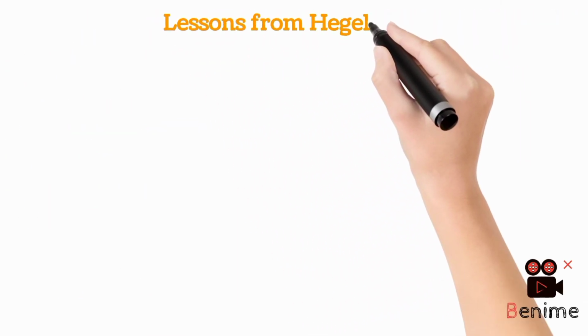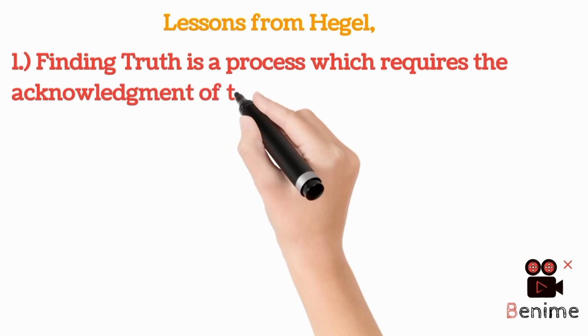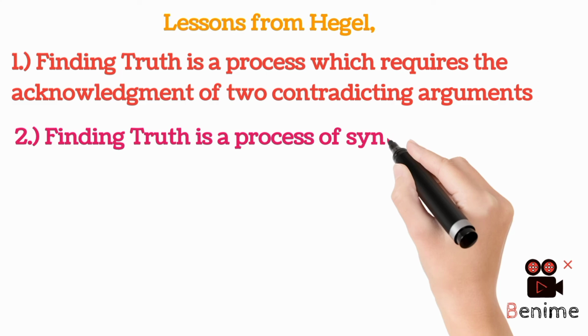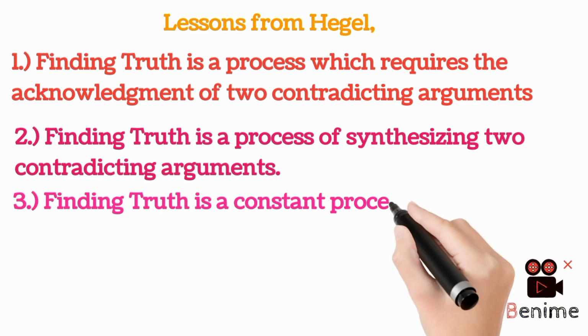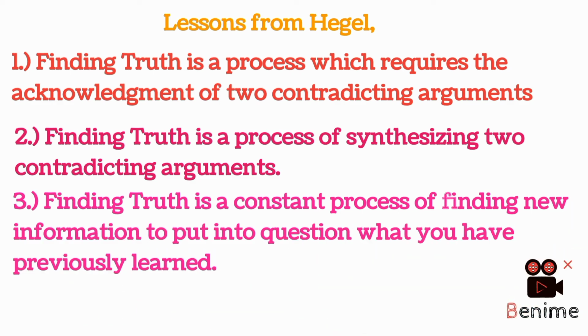Lessons from Hegel. First, finding truth is a process which requires the acknowledgement of two contradicting arguments. Second, finding truth is a process of synthesizing two contradicting arguments. Third, finding truth is a constant process of finding new information to put into question what you have previously learned.